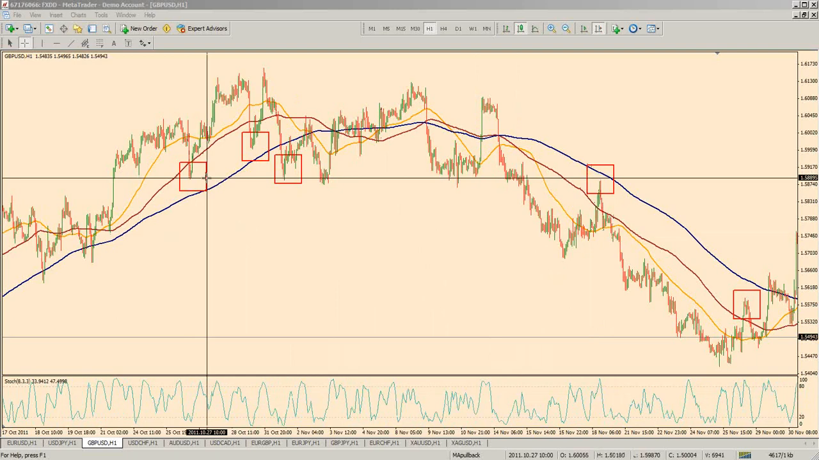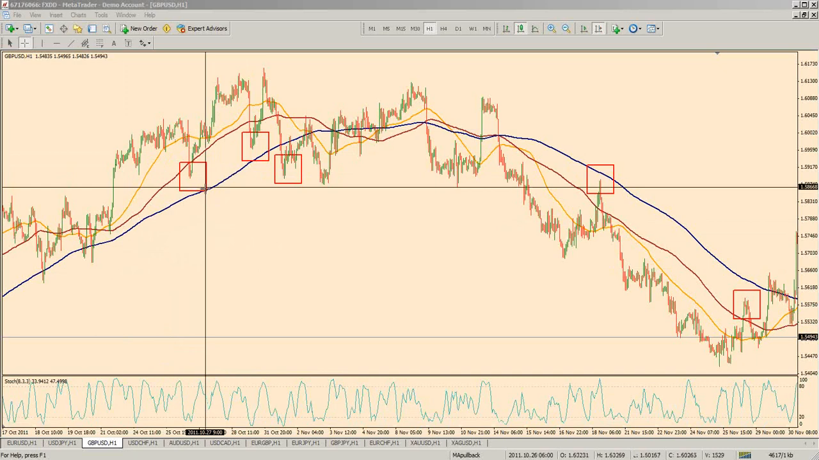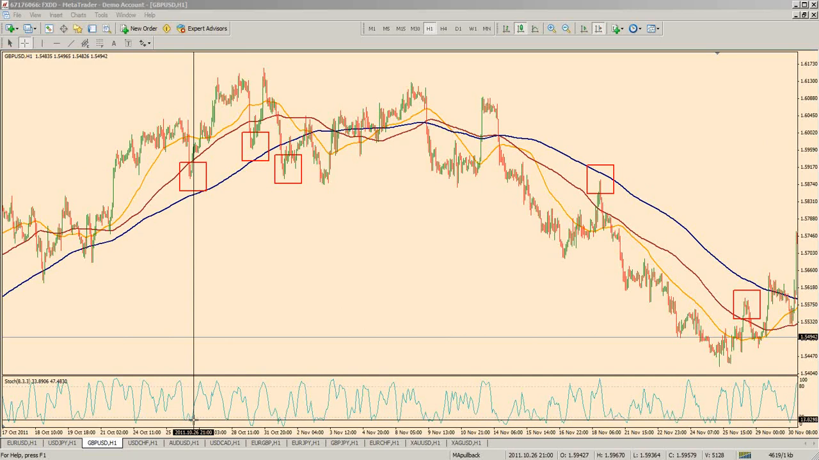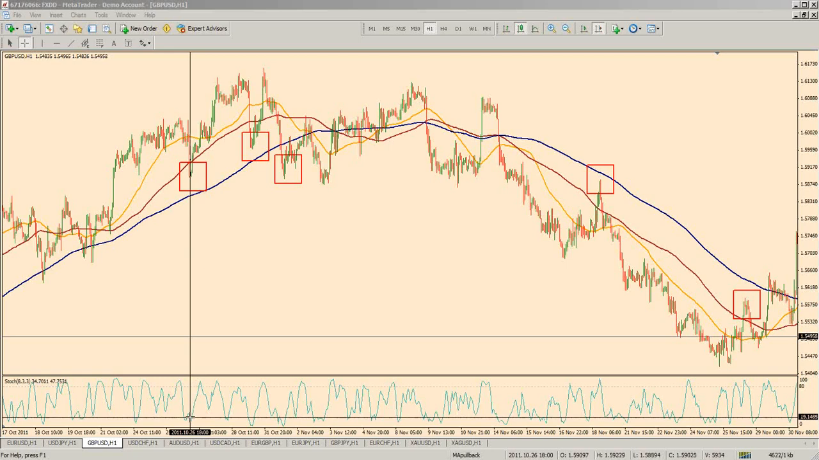Okay, so this is what we call the T.P.B. First we have trend, then we got pullback. In this case, it's a deep pullback. Then we got the breakout. And this is the breakout I'm talking about right here. Okay, so this breakout crossed above oversold.